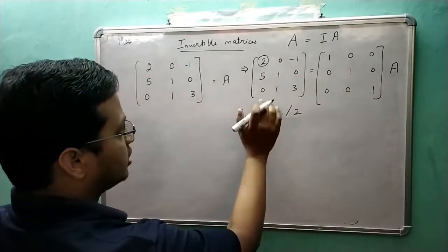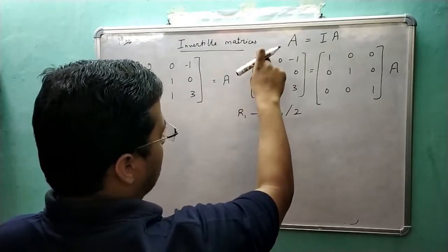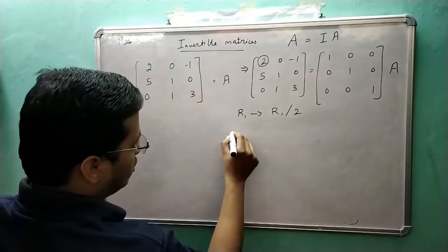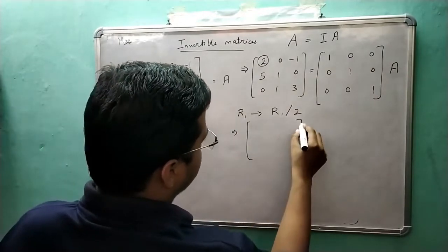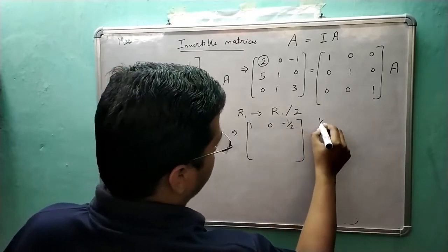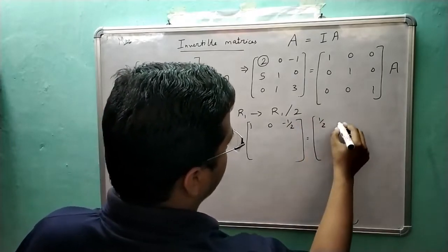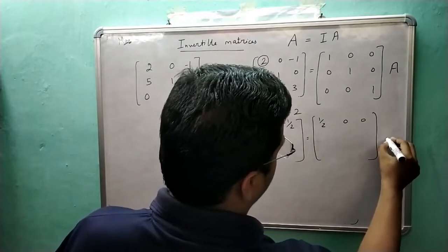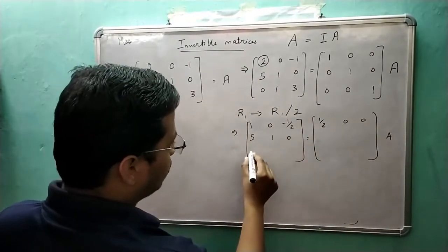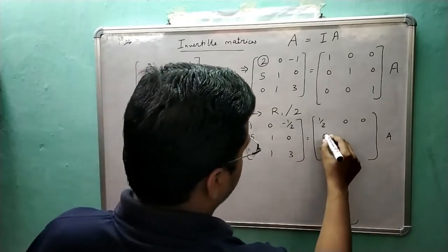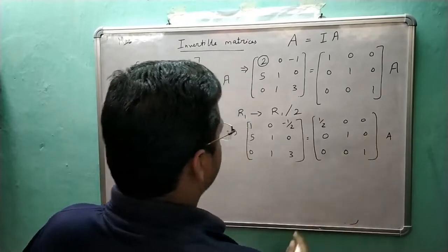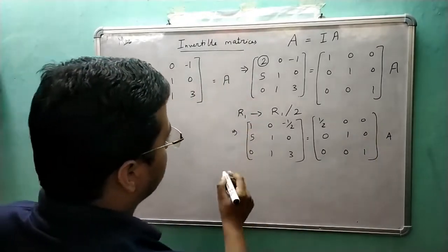So let us follow the first transformation. Since we have 2 here, we have to divide the whole R1 by 2. So our equation will become 1 0 minus 1 by 2 in the first row, and on the right 1 by 2, 0, 0, and everything else as it is. Here we have changed only R1. You follow this procedure only. This is the way to calculate the inverse.